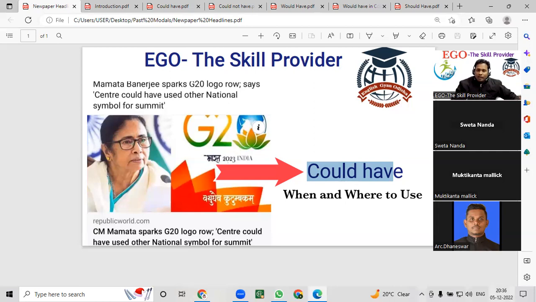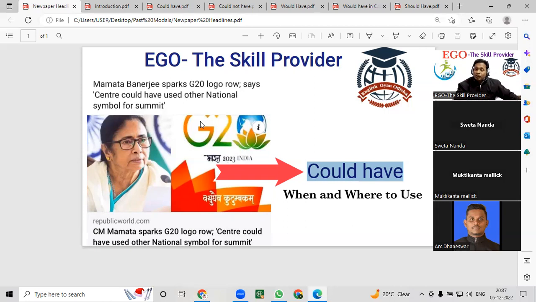Today we are going to discuss how to use could have. You can check it out: there is something called center could have. Mamata Banerjee is the chief minister of a neighboring state, West Bengal, and she is targeting the center and giving her view in the form of a sentence. Quote: center could have used other national symbol for the summit. So whenever I say could have, what does it mean? When and where can you use it? That's the topic for today.